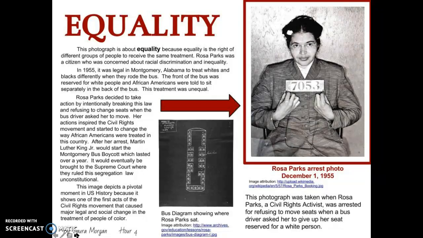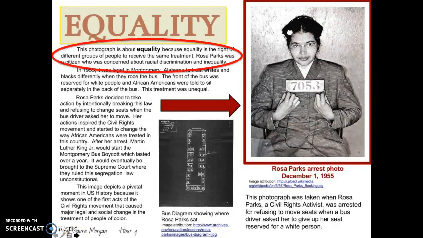So taking a look at the good student sample that we analyzed in yesterday's assignment, this person used equality as their term, and they explained it in their thesis statement. This photograph is about equality because equality is the right of different groups of people to receive the same treatment. And then they applied it to the situation that they researched. Rosa Parks was a citizen who was concerned about racial discrimination and inequality. Okay, there it is. There's the thesis statement.